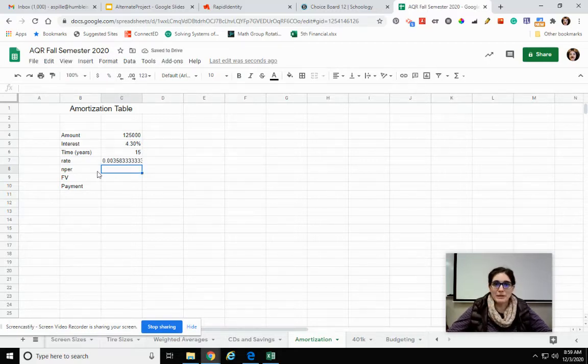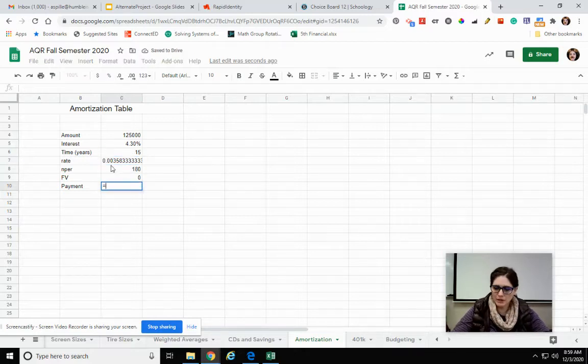NPER is the number of pay periods. This is the number of months total that I'm going to be paying. I'm doing 15 years, but I'm paying once a month and there are 12 months in a year. So I go 12 times the 15. Notice how I did not type 12 times 15. I typed 12 times and I referred to here. Future value, 0. And we're going to do the payment. I refer to these cells because that way if this changes, so like say I decided to pay it off over 30 years instead, that would automatically update.